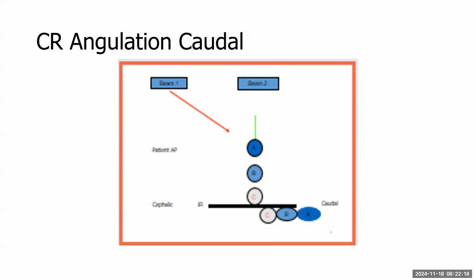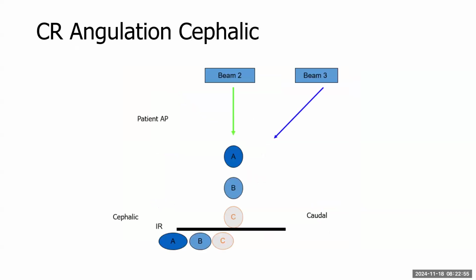When we use beam one and we angle, say, caudal, if their head is up there and their feet are down here and we angle caudal, then A moved the most, right? Because it is the farthest from the IR. C moved the least because it's closest to the IR. And you have the most distortion with A because it is moving the most and in the direction of the angle. Does that make sense? We're going to look at some images in lab this week that'll hopefully help you see that.